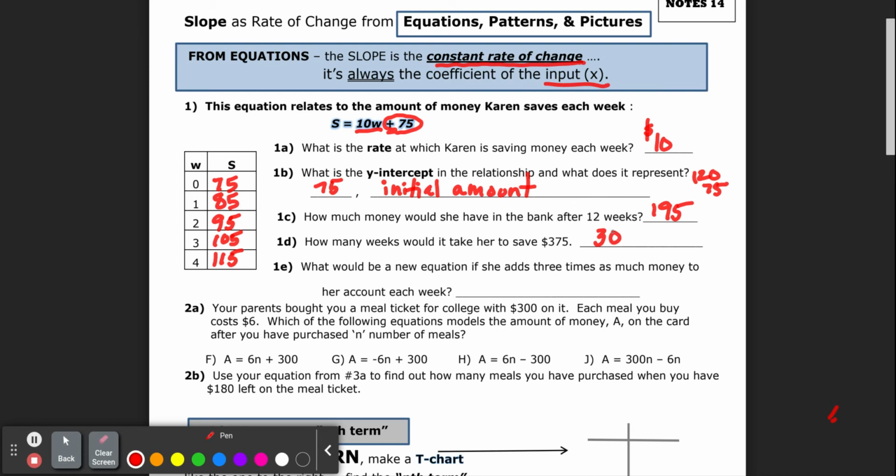What would be a new equation if she adds 3 times as much money to her account each week? So instead of 10W, it's just going to be 30W. So S equals 30W plus 75.